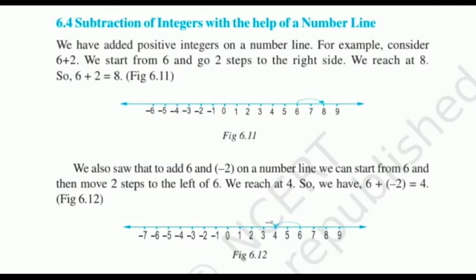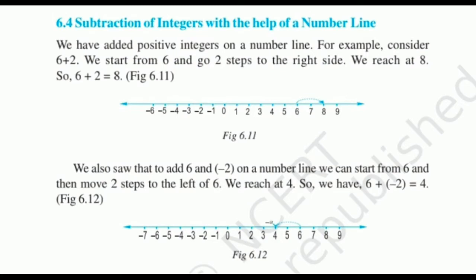We have added positive integers on a number line. For example, consider 6 plus 2. We start from 6 and go 2 steps to the right side. We reach 8. So 6 plus 2 is 8. In figure 6.11, you can see how we have added 6 plus 2.